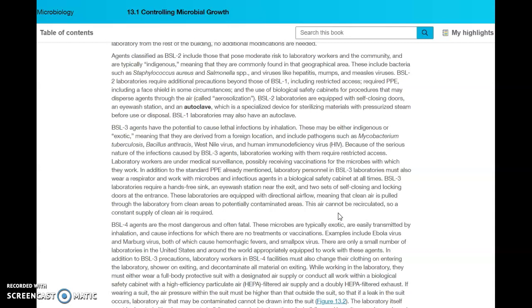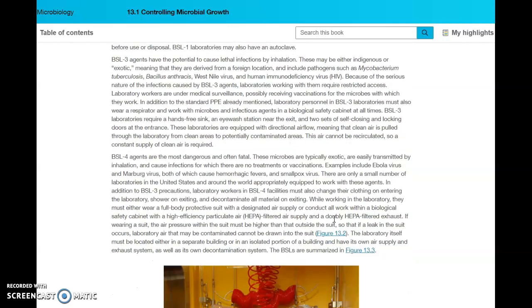Our lab is a BSL 2 because we do have autoclaves, we do have methods for disposal of the agents that we use, and we do work with pathogens. So we have a BSL 2, and most colleges are BSL 2s. Now, when we get up to BSL 3 and 4, we're talking about major infectious diseases. When we look at BSL 3, this is things like HIV, West Nile virus, so they can cause lethal infections.